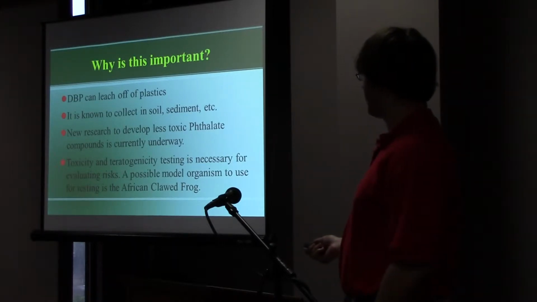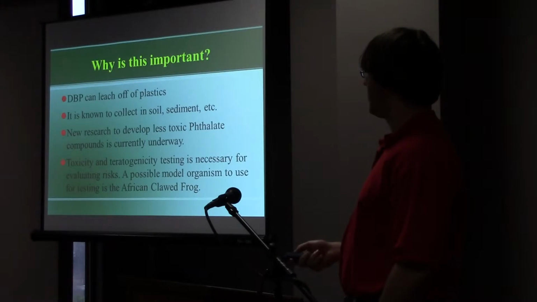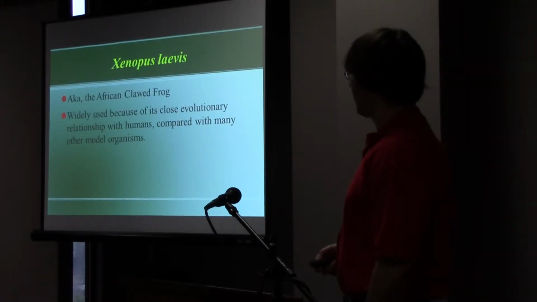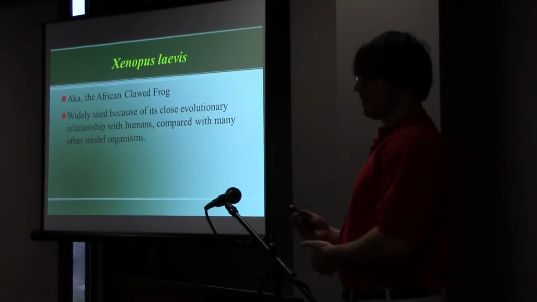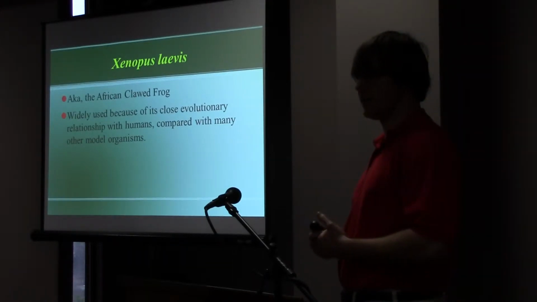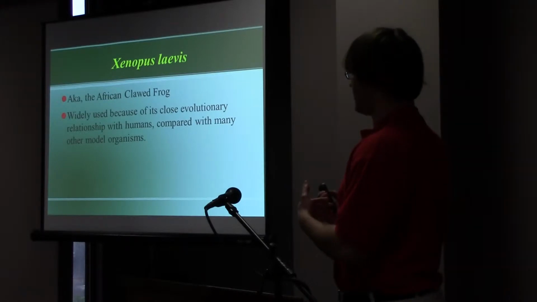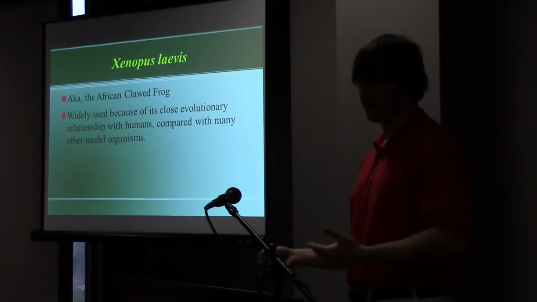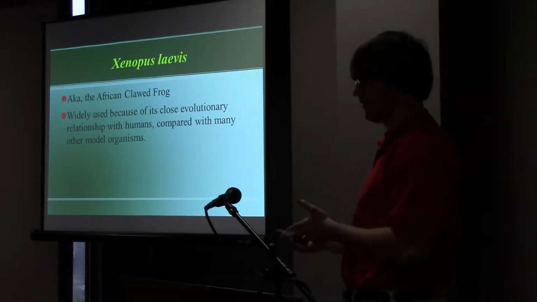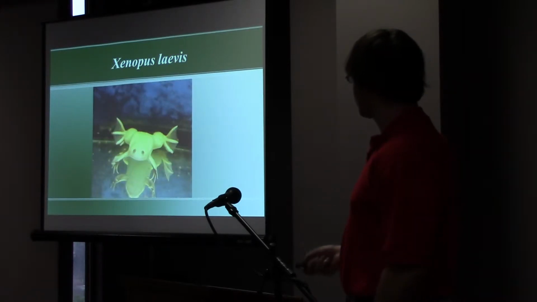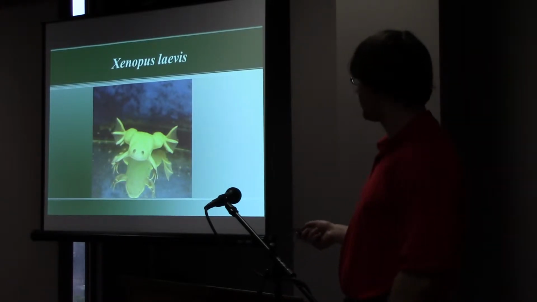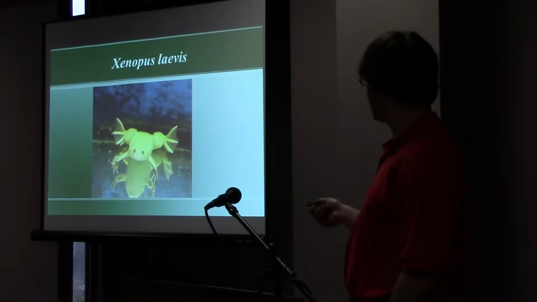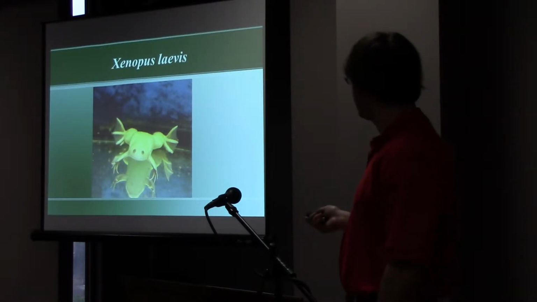A possible organism we could use for this would be the African clawed frog, Xenopus laevis. The reason we might use this frog is because it's very similar in its genetic makeup and evolutionary history to humans. So any effect you would cause in the African clawed frog, you could very probably see the same effect being caused to us from this compound. Here's a picture of a Xenopus laevis South African clawed frog that we have down in the biology department. They're aquatic frogs, if you'll notice the claws on its hind feet and everything.